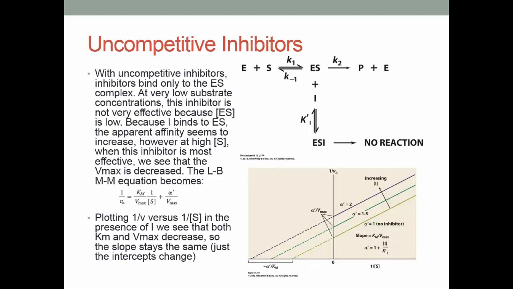In uncompetitive inhibition, the inhibitor only binds to the enzyme-substrate complex, therefore seemingly increasing the affinity of the enzyme for the substrate, but slowing the overall rate of the reaction. Under Michaelis-Menten conditions, this appears as a simultaneous decrease in Km and a decrease in Vmax. In the Lineweaver-Burk plots, the slopes remain constant. However, we see the y-intercept and the x-intercept both change, the x-intercept becoming more negative, with the y-intercept becoming more positive. These types of inhibitors are especially good at very high substrate concentrations.